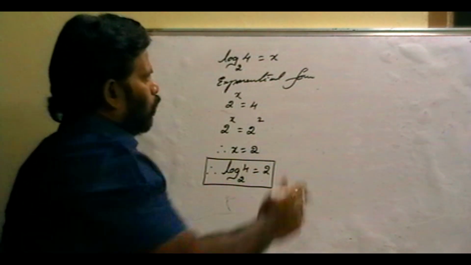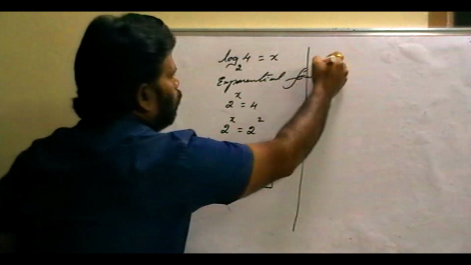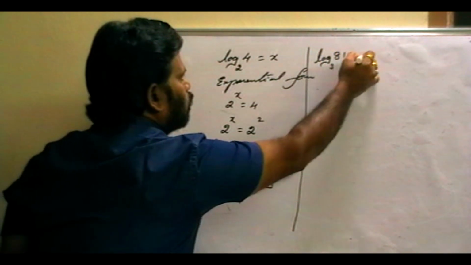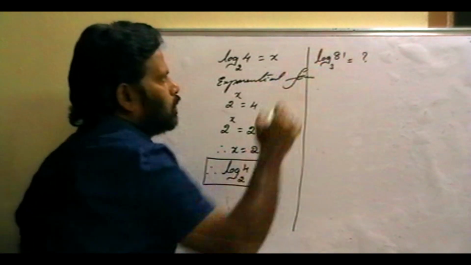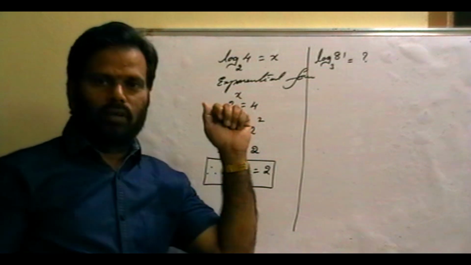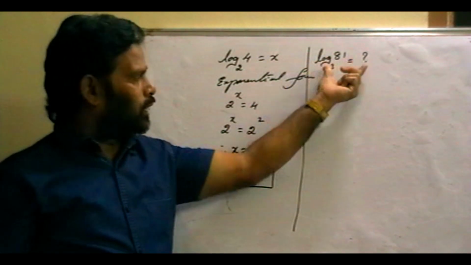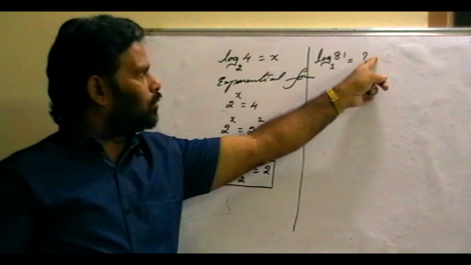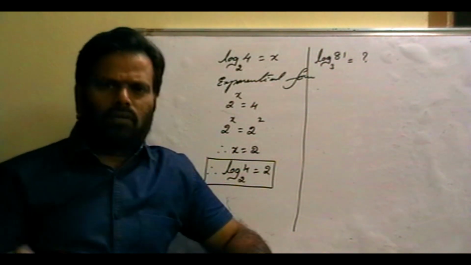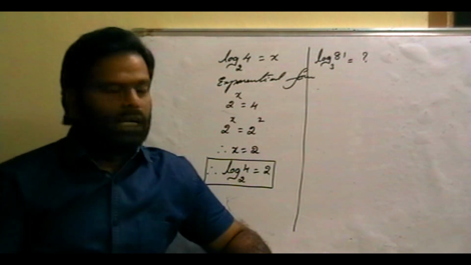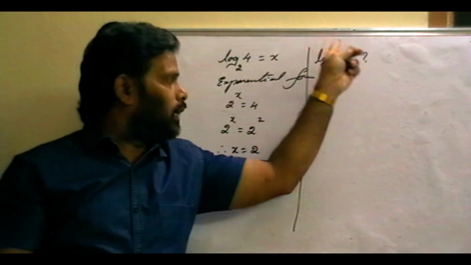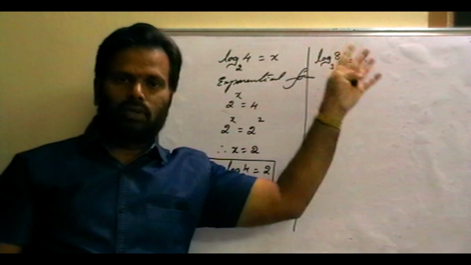Right? And one more. Suppose what is log 81 to the base 3? What is the value of log 81 to the base 3? It actually means 3 power how much is equal to 81. We know that 3 power 4 is equal to 81. If 3 is multiplied 4 times, we will get 81. That means log 81 to the base 3 is equal to 4.